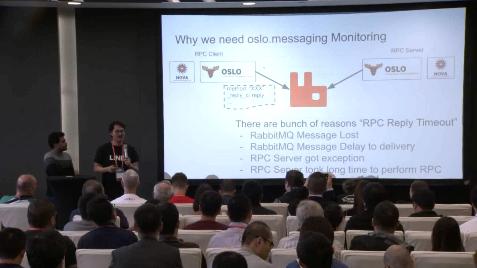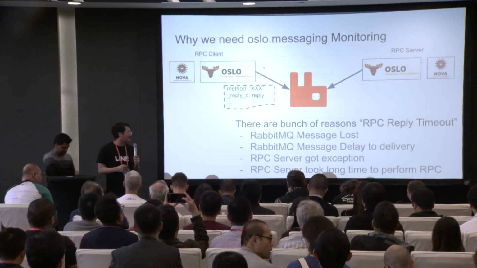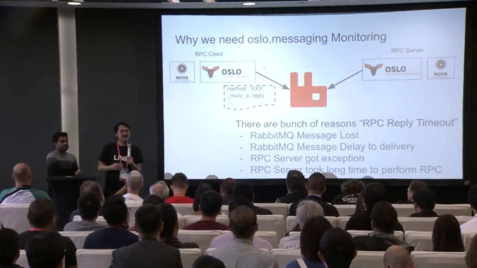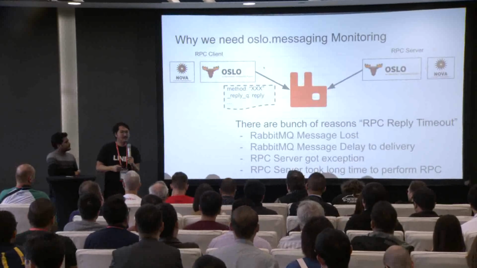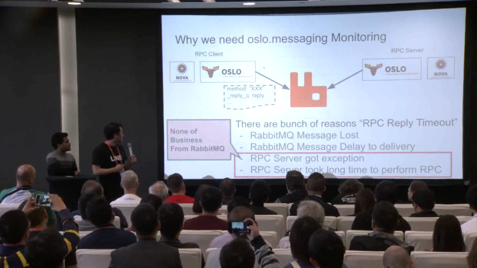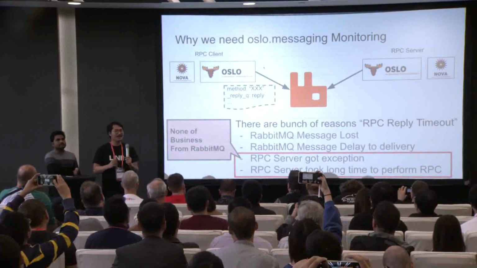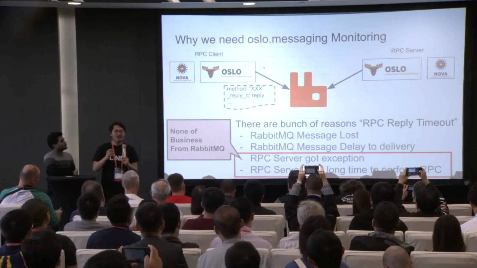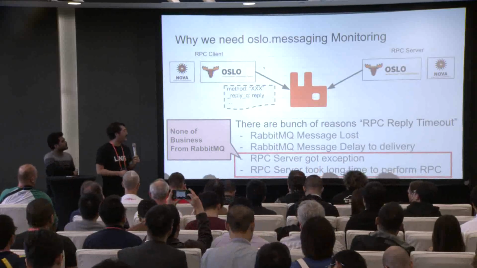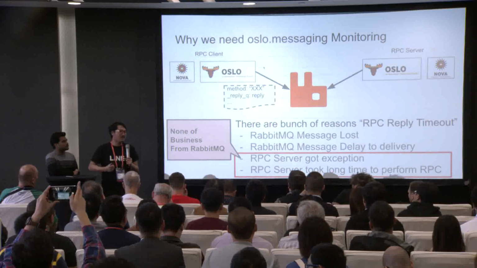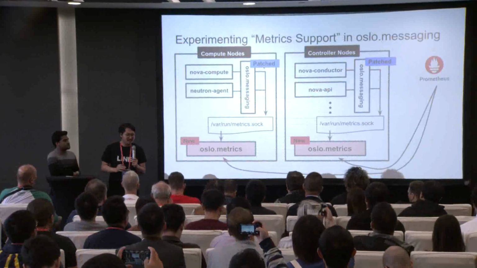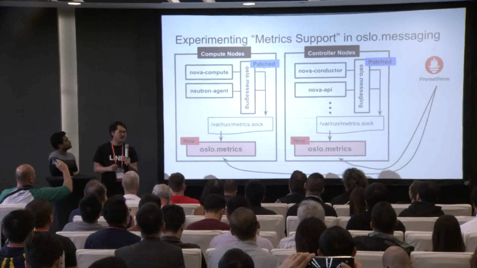Like probably RabbitMQ lost the message. Probably RabbitMQ took a long time to deliver a message. But probably the RPC server itself got exceptions without replying. And also the RPC server itself took a really long time to perform the RPC. The last two reasons are completely none of the business of RabbitMQ. So even if we could make sure RabbitMQ works very well, this situation cannot be detected by RabbitMQ monitoring. So we decided that we probably need to monitor the Oslo messaging library itself.